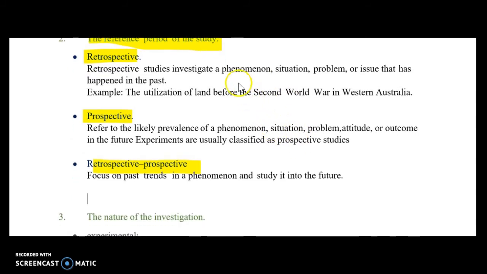Whereas the prospective one refers to the likelihood of a phenomenon, situation, or problem in the future. So it looks at the prediction of people, and for example, experiments have also been done on that. And then the third type looks at people's ideas in both the future and the past as well.